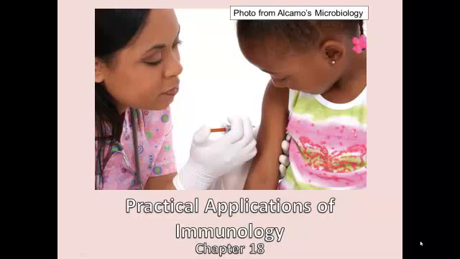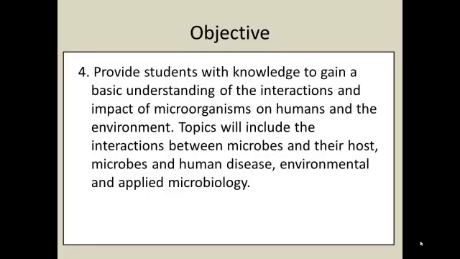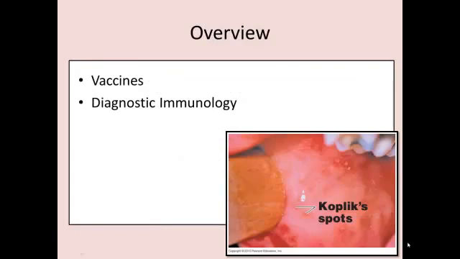Welcome to Chapter 18, Practical Applications of Immunology. This chapter fulfills objective number 4, yet again, and once again, this particularly covers interactions between microbes and their host, microbes and human disease. In this chapter, we have two basic topics, vaccines and diagnostic immunology.